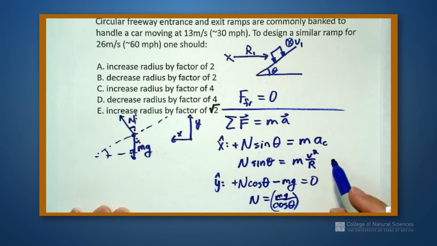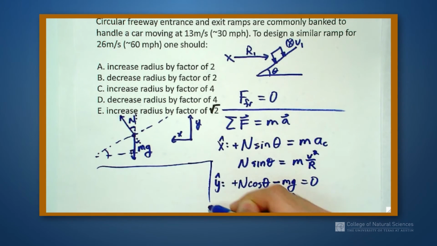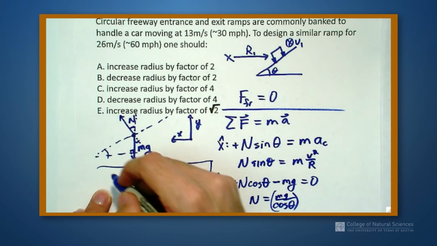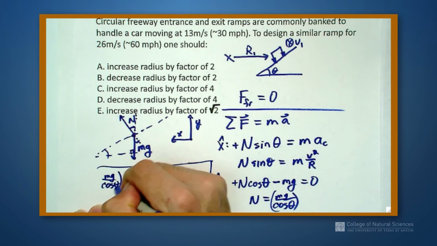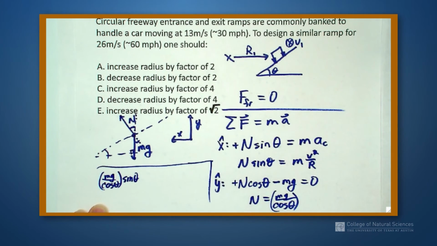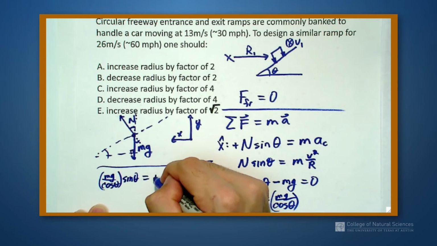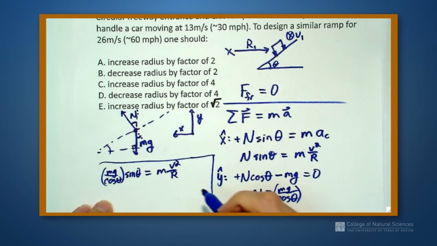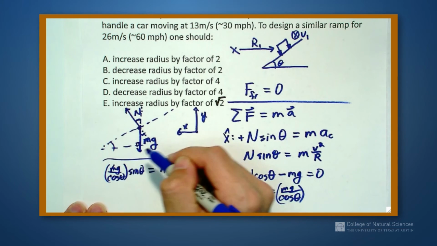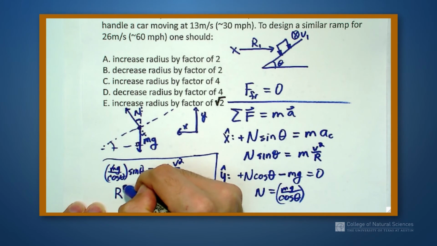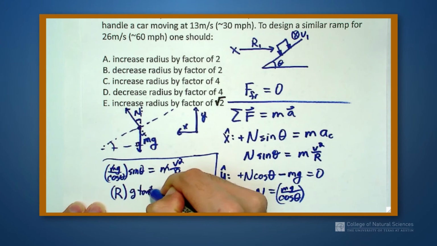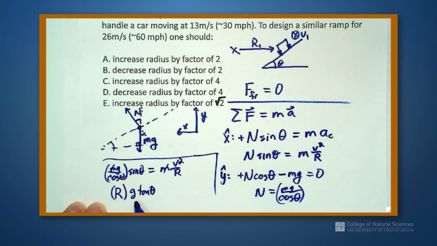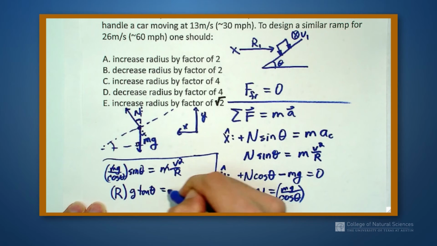So if I were to figure out a relationship between r and v, I'm going to draw it over here. I'm going to just start to substitute in. So I got mg over cosine of theta times sine of theta is equal to m v squared over r. The m cancels with an m, so I get r times g sine over cosine, which is tangent of theta. g tangent of theta times r equals v squared.